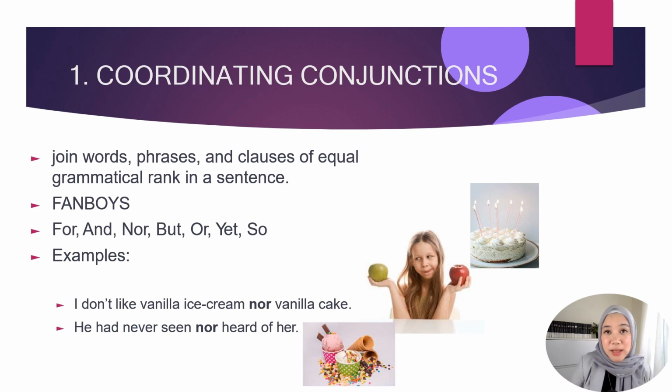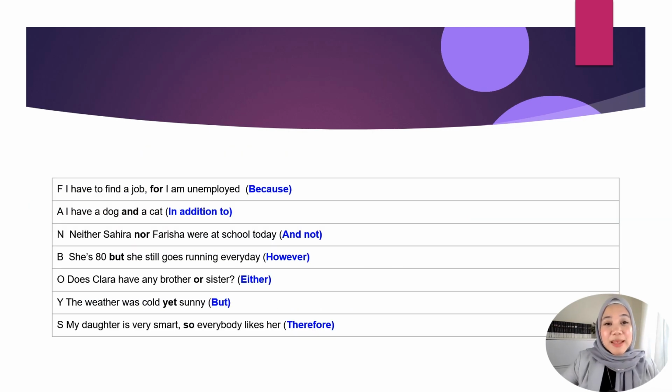I don't like vanilla ice cream nor vanilla cake. Saya tak suka ice cream vanilla ataupun cake vanilla. He had never seen nor heard of her. Tak pernah jumpa ataupun dengar pasal budak tu. Okay, let's look at the table here. We are still discussing fanboys.